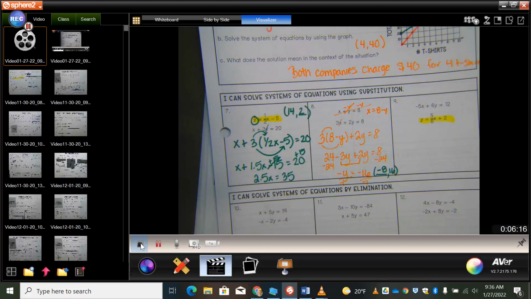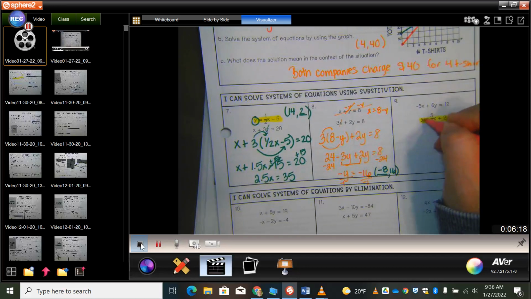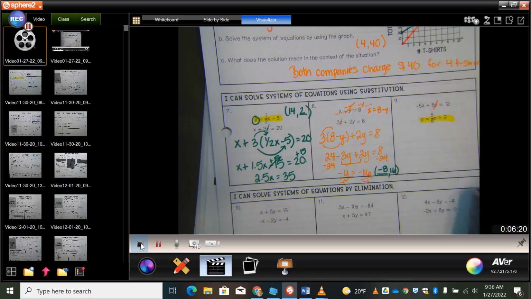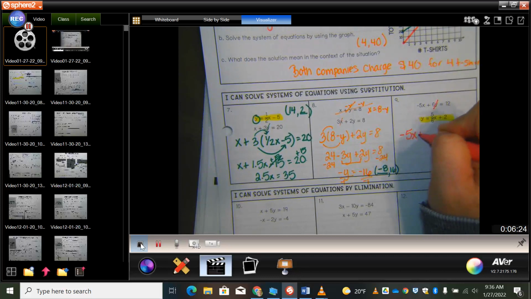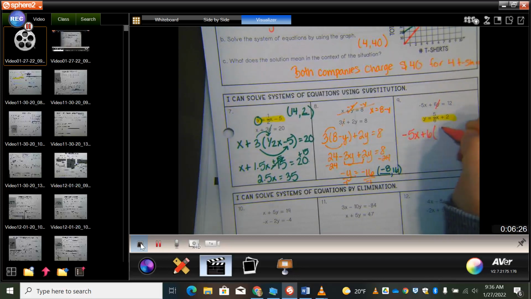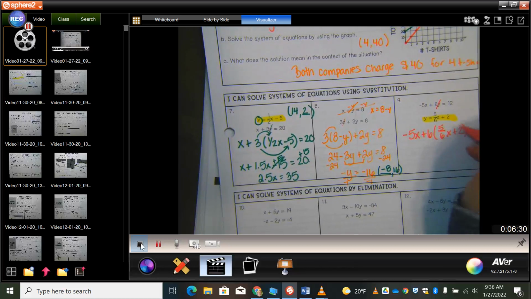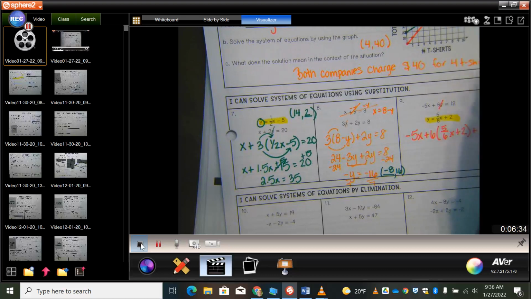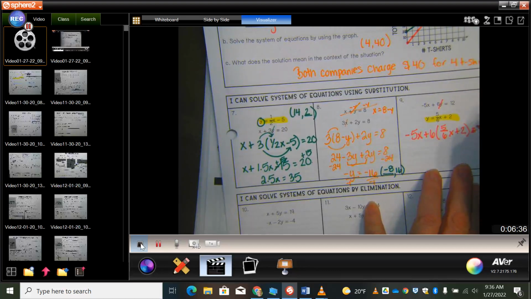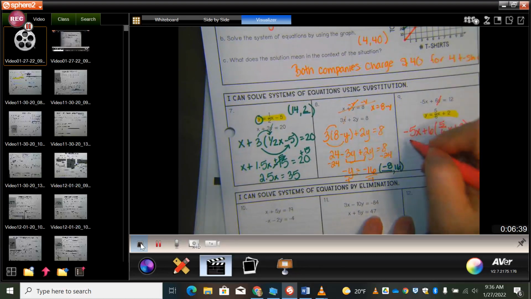In our next one, we have the y value. We are going to replace it in the first equation. So we're going to say negative 5x plus 6, and instead of y, I put 5, 6x plus 2. And then I still have plus 2 in this equation. No, I don't. I have equals 12. Wrong equation. Equals 12. All right.